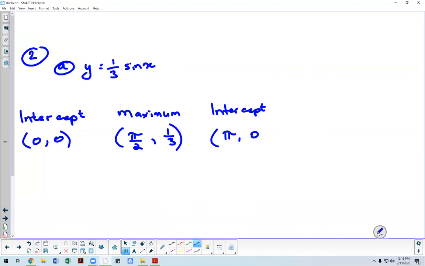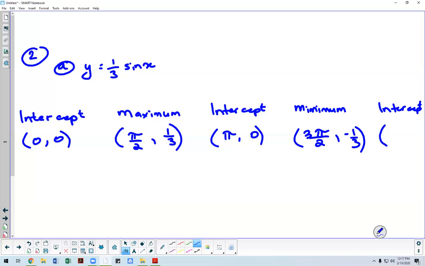Our intercept. We should be going back to an intercept, and this is going to happen at which x value? At pi, and of course it's an intercept, which means you're back at 0. We have a maximum, which means our next point has to be a minimum. And what's the x value for this guy? Yeah, 3 pi over 2, very nice. And our y coordinate for that? -1. -1/3, yeah. Which means we are now back at an intercept. And what is this x value? Yeah, we should be back at the x-axis, so this is 2 pi and 0.